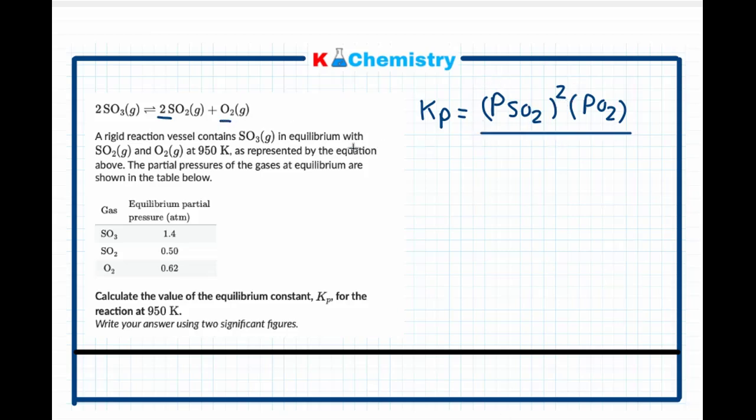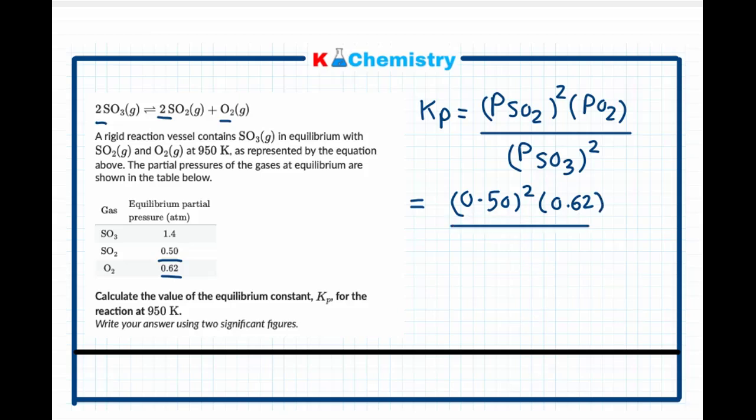After that I divide this by the pressure of the reactant, sulfur trioxide, SO3, again to the power of 2 because the coefficient is 2. After that, I will just have to put the numbers in from the table. So I will write sulfur dioxide is 0.50. Be careful while copying the numbers, and this is to the power of 2, and then multiply by the pressure of oxygen, which is 0.62, and then divide this by the partial pressure of the reactant.